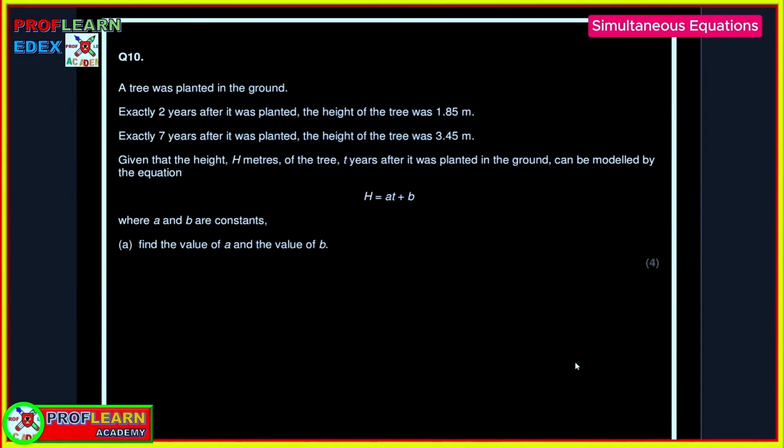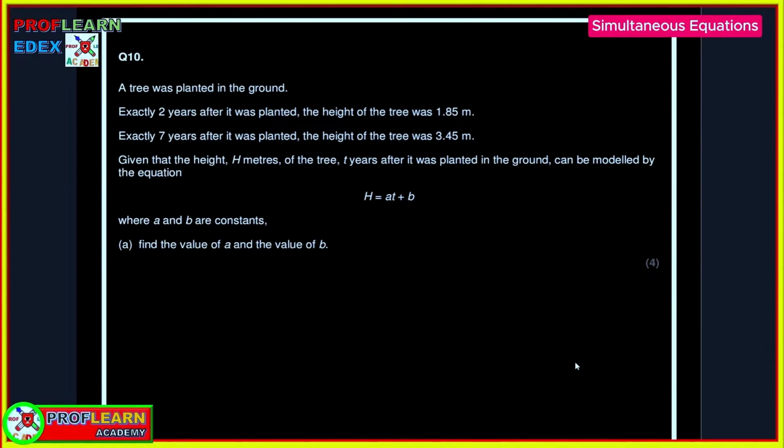A tree was planted in the ground. Exactly 2 years after it was planted, the height of the tree was 1.85. And exactly 7 years after it was planted, the height of the tree was 3.45 meters. Given that the height, h meters, of the tree, t years after it was planted in the ground, can be modeled by the equation h equals at plus b, where a and b are constants, then we are supposed to find the values of a and b using simultaneous equations.